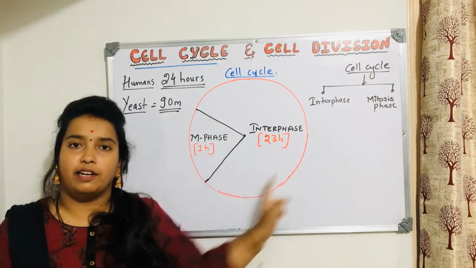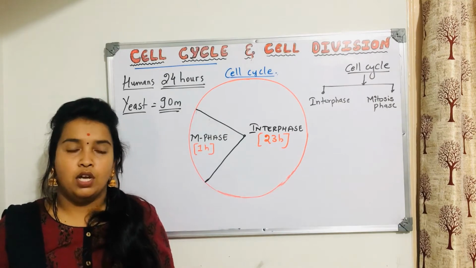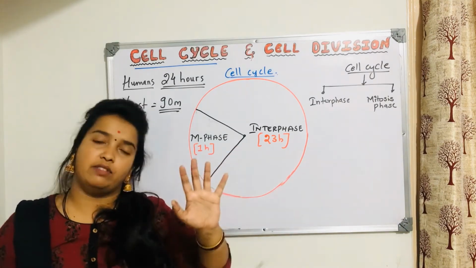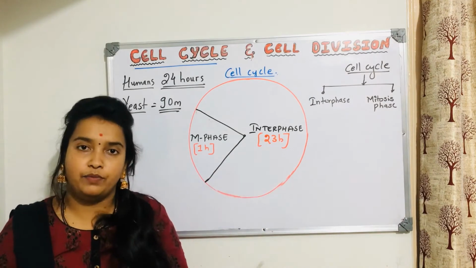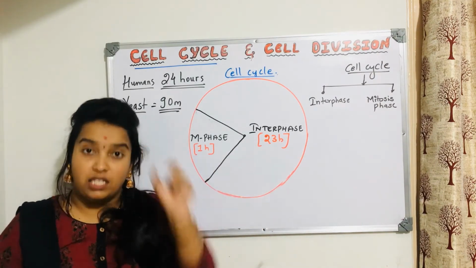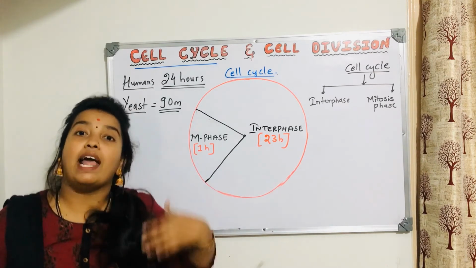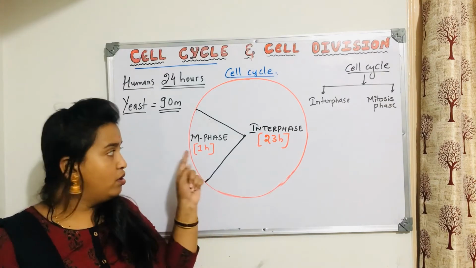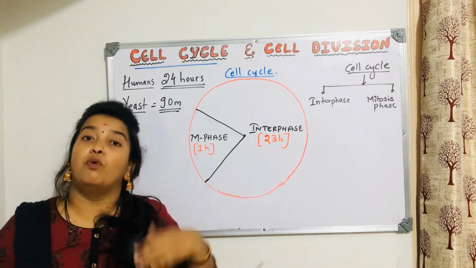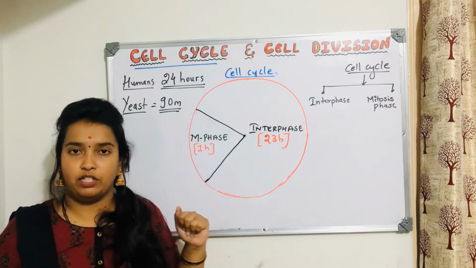23 hours is interphase and only 1 hour is mitosis phase. Earlier, scientists had thought that interphase is a resting phase wherein the cell is not doing anything. But it is proved wrong. Interphase is the phase where the cell is actually more active. Metabolically, the cell is more active in interphase than in the division phase.